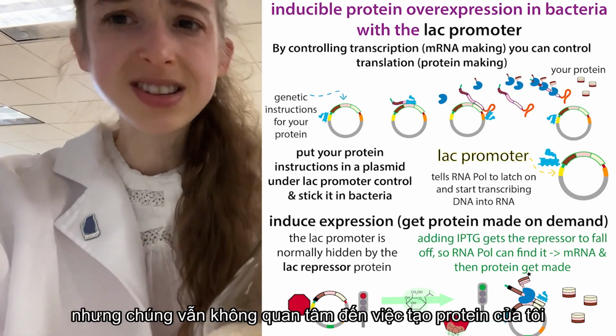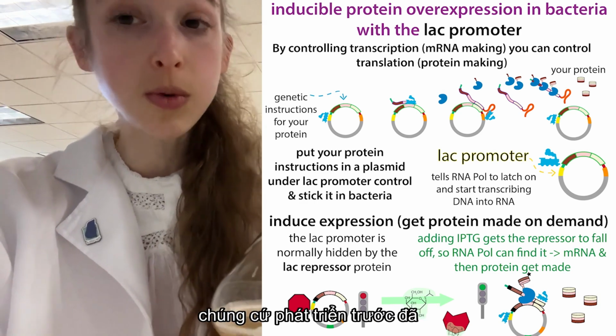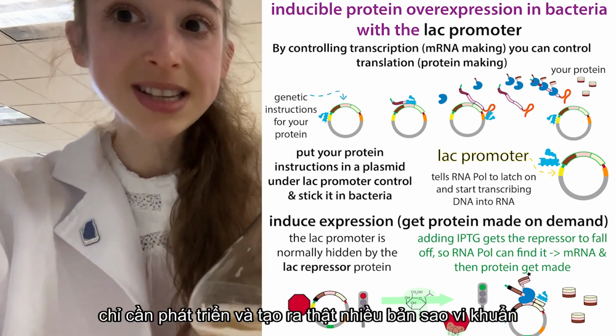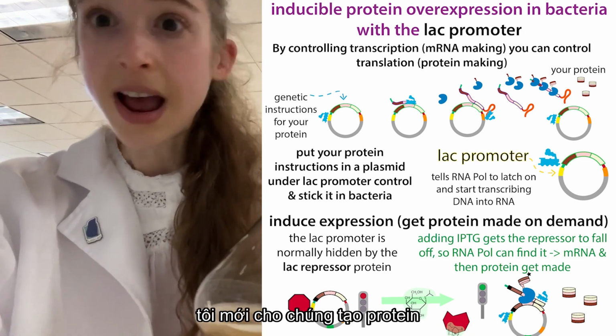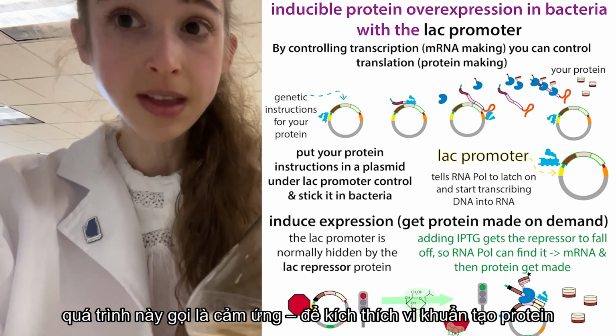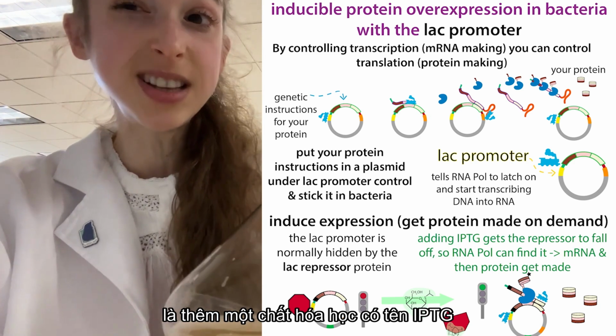But these bacteria still have no interest in making my protein, which is okay, because I want them to just grow and not worry about making my protein, just grow and get lots and lots of bacteria copies. And then once there's a lot of them, I want them to make my protein. We call this induction, when we get them to make our protein. And the way that I got them to make my protein is by adding a chemical called IPTG.